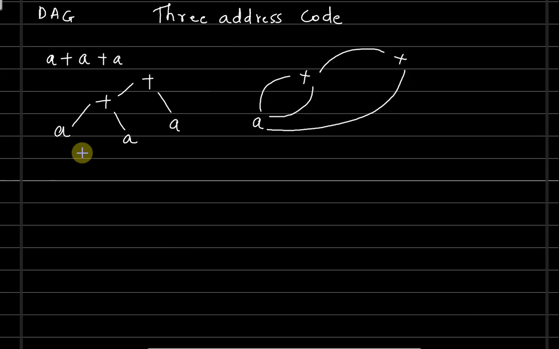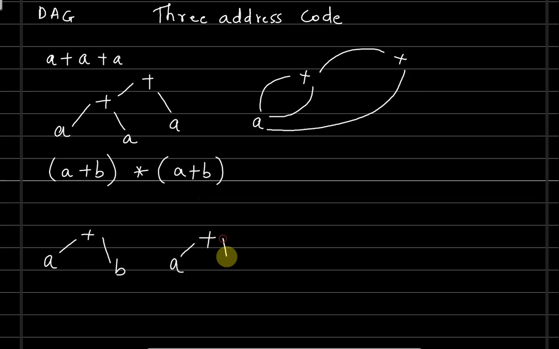Let me give you one more example. Say I give you (A plus B) into (A plus B). Now remember, whenever arithmetic expressions are given, parenthesized expressions have the highest precedence. In this case, A plus B is given inside parentheses, and even this A plus B is given inside parentheses. So we evaluate these first and then perform multiplication. If I want to represent a syntax tree for this, I'll create a node for A plus B, create a node for this A plus B, and then join these two by star.